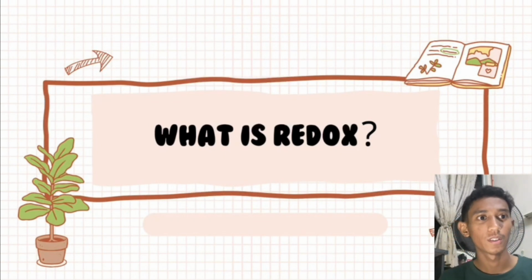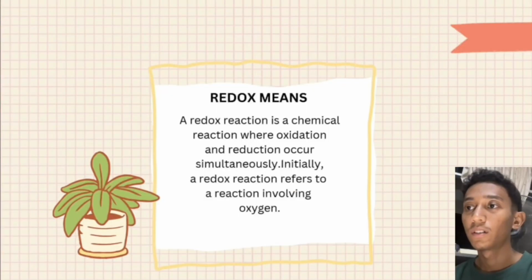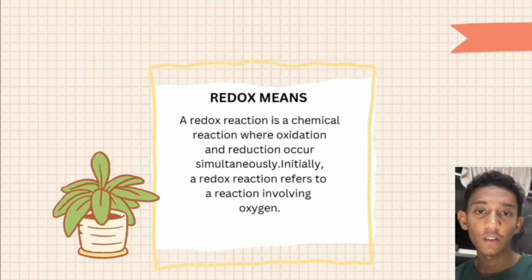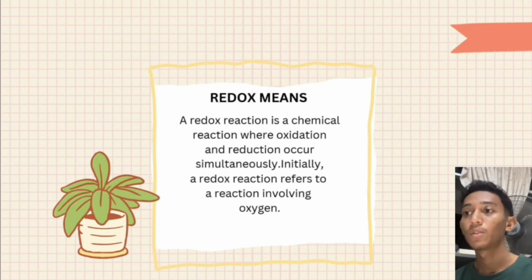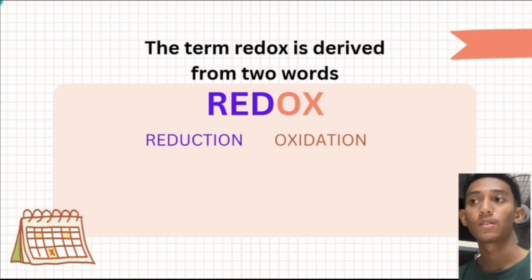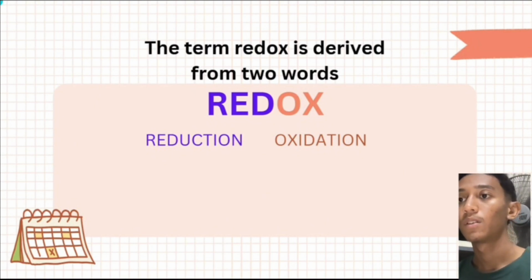Today I want to talk about redox. What is a redox? Redox reaction is a chemical reaction where oxidation and reduction occur simultaneously. Initially, a redox reaction refers to a reaction involving oxygen. The term redox is derived from two words, red and ox, meaning reduction and oxidation.